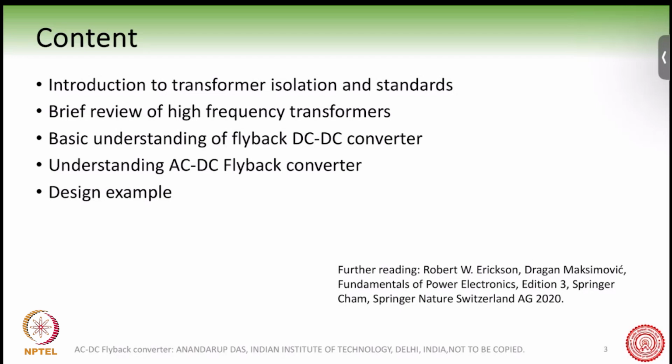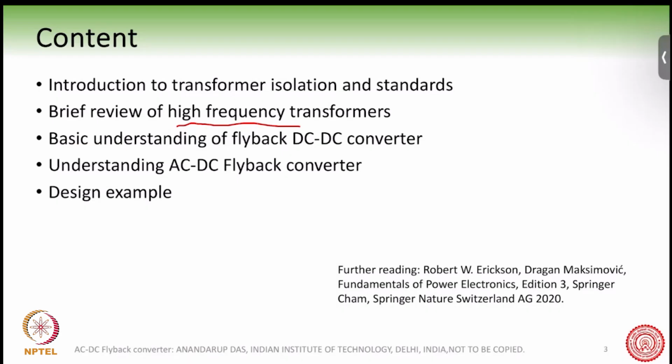While working on this transformer isolated converter, precisely the flyback converter, we should also review the properties of the high frequency transformers that we will use. There are some properties of these high frequency transformers which we utilize more as compared to traditional 50 hertz or 60 hertz transformers. The basic principle remains the same, but certain properties are used more in these flyback transformers.